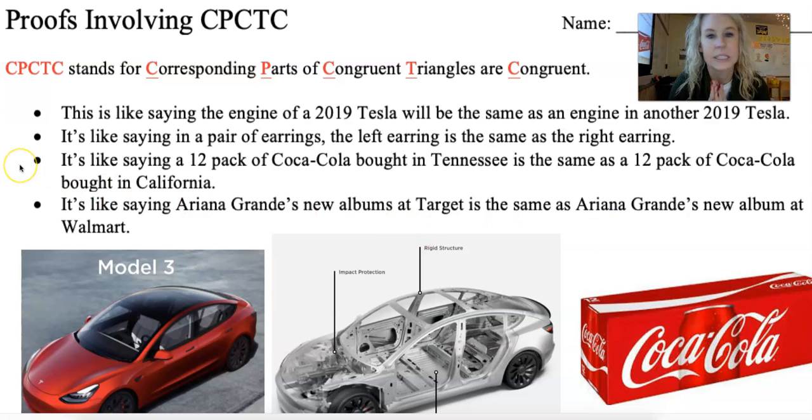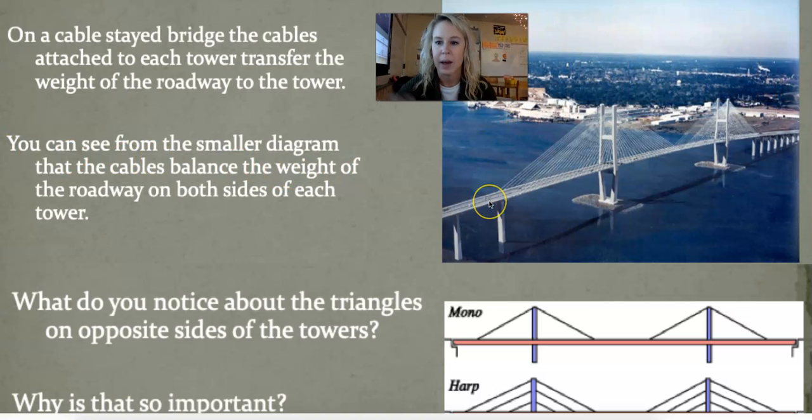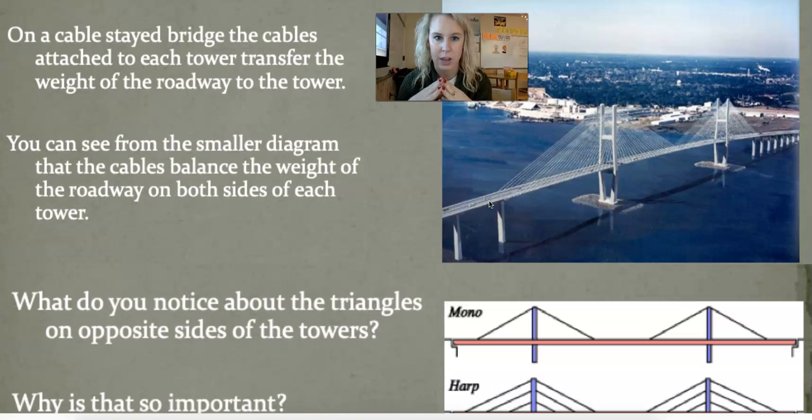All right, so let's talk about how that fits with geometry. So we talked about bridges in the past and how triangles were the strongest shape and are used in construction in many instances. And so bridges are an example of congruent triangles. Okay, so here's a cable bridge. You've got cables strung from a tower. You can see in the smaller diagrams, the cables are going to balance the weight of the road. Okay, so that makes the bridge stable on both sides.